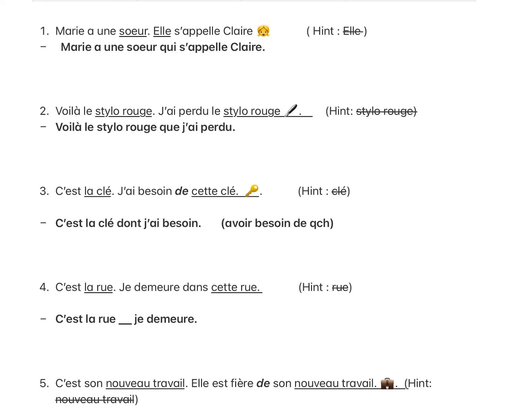C'est la clé dont j'ai besoin. It's the key that I need. Apart from that, we can also learn an expression with the verb avoir, which is avoir besoin de quelque chose, which means to need something or to be in need of something.